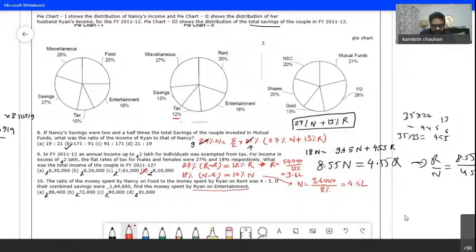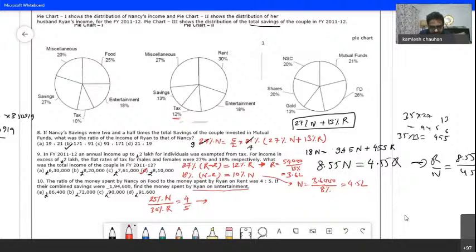Now we are given money spent by Nancy on food. So Nancy on food is how much? 25% of N. Divide by money spent by Ryan on rent, which is 30% of R. This is equal to 4:5. Now we can write everything in terms of R. That will help us.